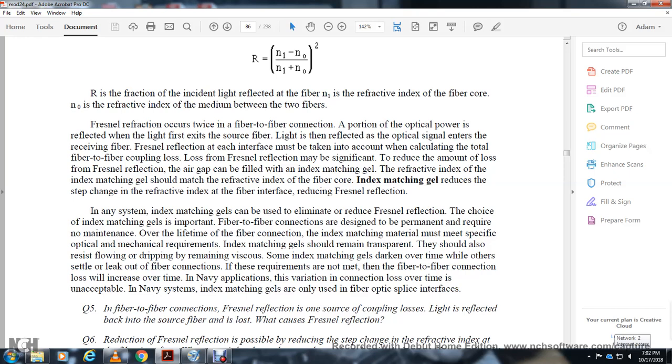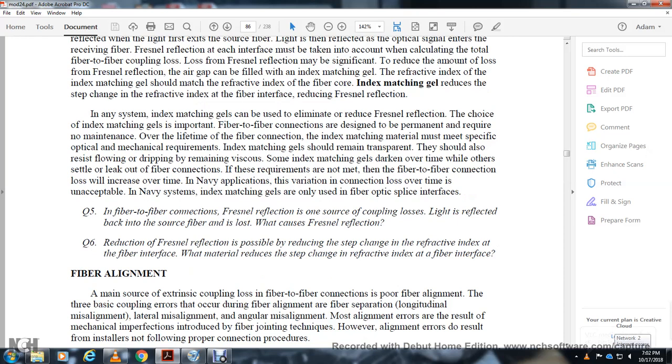The index matching material must meet specific optical and mechanical performance requirements. Index matching gel should remain transparent. It should also resist dripping and maintain its viscosity. Some index matching gels darken over time, while others settle or leak out of the fiber connection. If the other requirements are not met, fiber-to-fiber connection loss will increase over time. The application then varies, and connection loss varies over time. This is unacceptable in some systems, so index matching gels are used only in certain fiber optic sizes and interfaces.